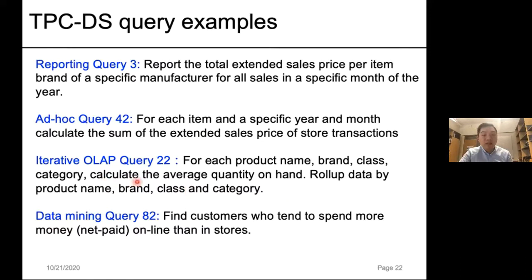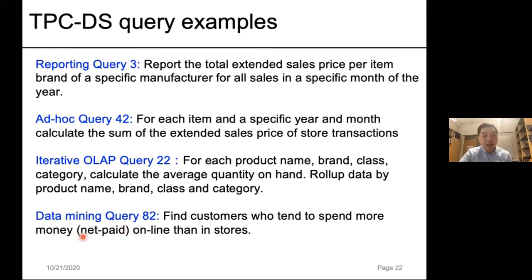And the third category is the iterative OLAP queries. These queries allow for exploration and analysis of business data to discover new and meaningful relationships and trends. For example, Query 22 asks, for each product name, brand, class, and category, to calculate the average quantity on hand, and will roll up data by product name, brand, class, and category in multiple iterations.